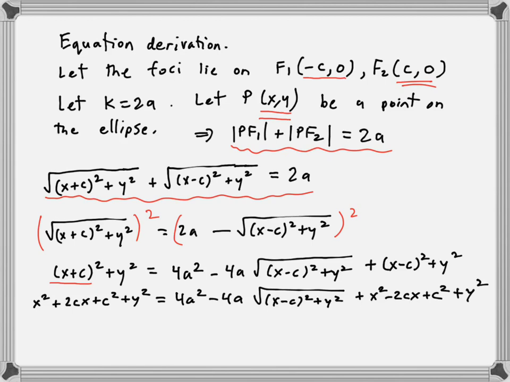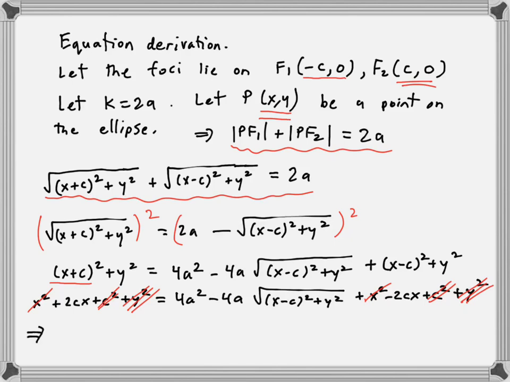And let me go ahead and cancel the stuff that appears on both sides, right? I can subtract x squared from both sides. I can subtract c squared from both sides. And I can also get rid of the y squared from both sides. From here, I'm going to go ahead and move the other stuff over. So this is what I have now.